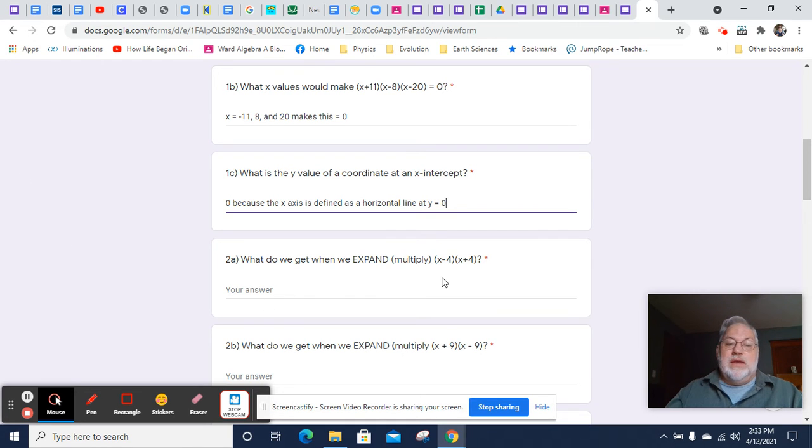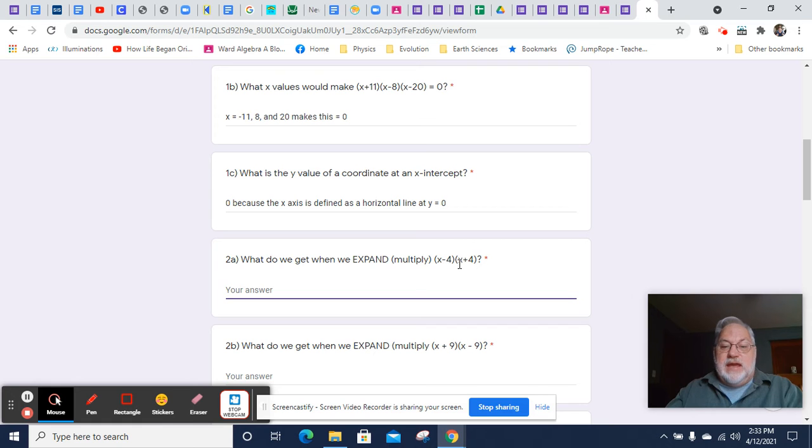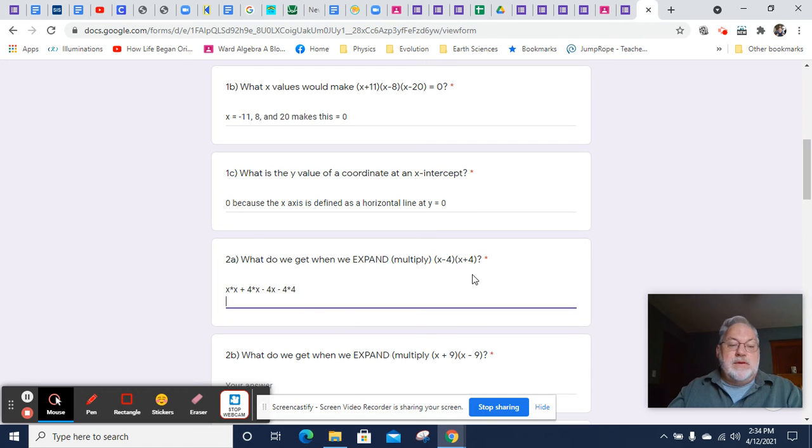All right, so what do we get if we expand or multiply x minus 4 times x plus 4? So here's what we got to do. We got to start off, multiply the x times the x, so x times x. Then we got to multiply the x times the 4, so plus 4 times x. Then we got to multiply the negative 4 times this x here, so minus 4x. Then finally we got to multiply negative 4 times 4. Put it all together.